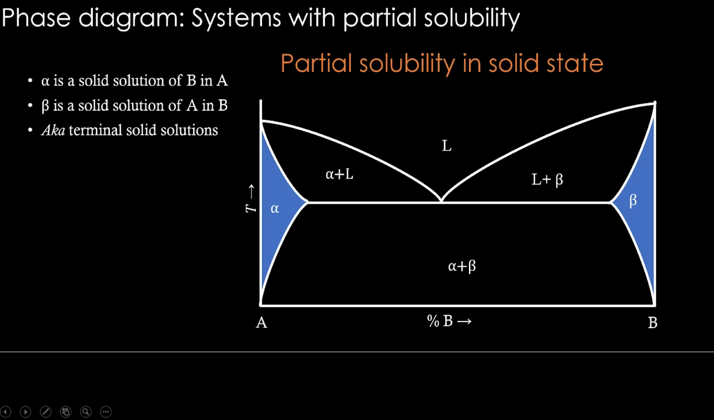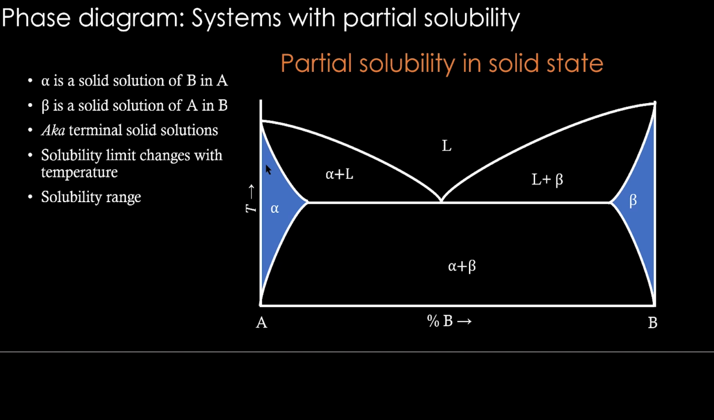These are also known as terminal solid solutions because they are at the terminal sides of the phase diagram. Solubility limit changes with temperature, that can be seen by this line here. As temperature increases, you can see solubility increases up to this temperature, then the solubility decreases. So this line is the solvus line, this is the solubility limit, and that is moving like this, indicating that the solubility limit changes with temperature, right? And this is the solubility range. This is another term, or homogeneity range, or range of composition of one phase. So these words are used interchangeably.